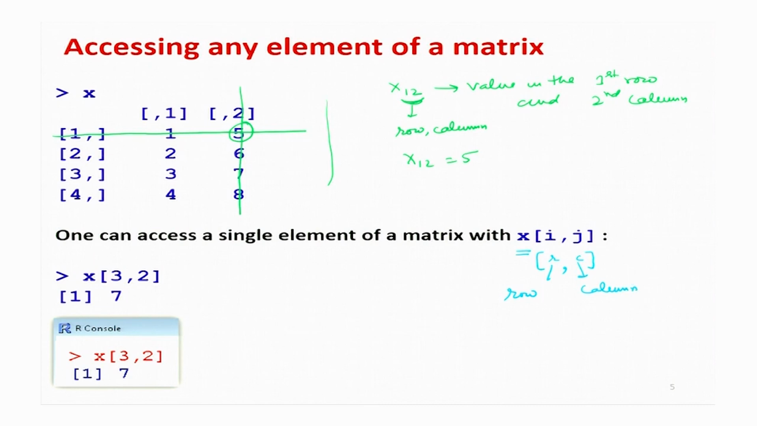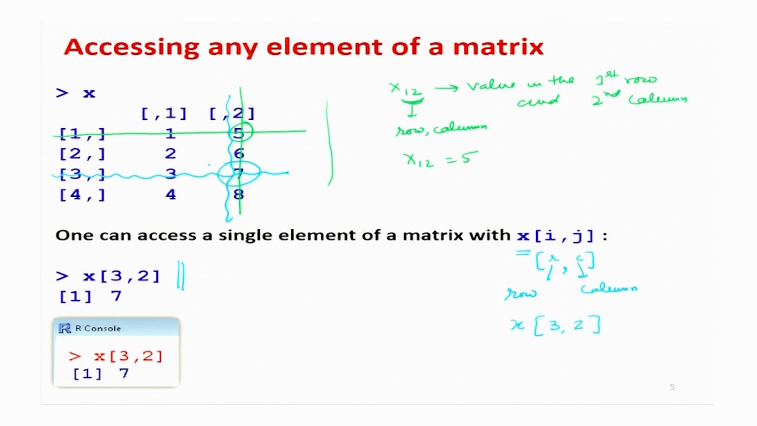For example, in case I want to access the element in the third row and second column, then I have to write x, third row, that is r equal to 3, and the column is the second, so c is equal to 2. If I write x 3 2, what is this value? This is row number 3 and this is column number 2, so the value at the intersection is 7.